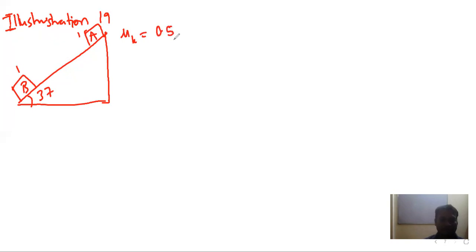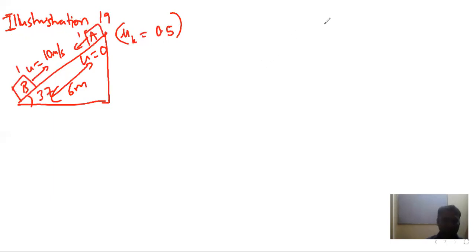At time 0, block A is released, but block B is projected up. So this goes up, this goes down. The coefficient of friction is 0.5. This block is released with initial velocity 0. This block has initial velocity 10 meter per second in the up-the-incline direction. Initial separation is given to us as 6 meter. Find the distance from point A where they will collide. So we have to find the distance at which they will collide. Let us see how to solve this question.